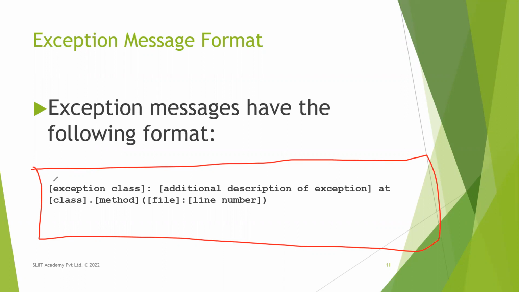First you get the exception class. After that, you put a colon and the additional description, and then you get "at", the class name, method name, file name, and line number. So write this template, and then we are going to decode it one by one with an example. I'll give about 10 minutes. Take a piece of paper or whatever notes you have and just write the format, so then we can do exercises on this format.